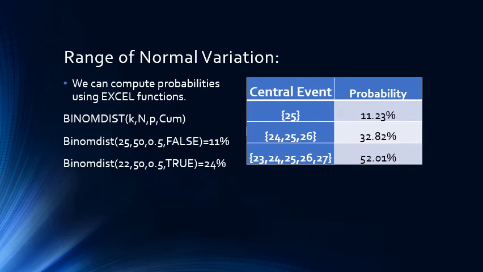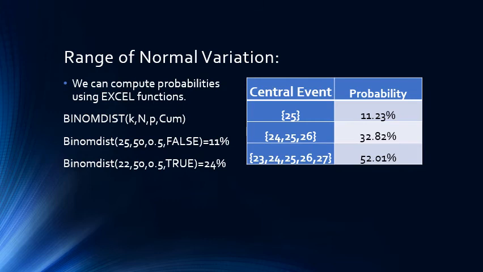So for 25, if we write binomdist 25, 50, 0.5, and false, which means that we don't want the cumulative distribution, then it gives us 11.23%, which means that the probability of seeing 25 heads out of 50 for a fair coin is 11.23%.